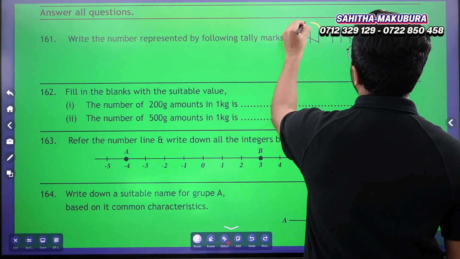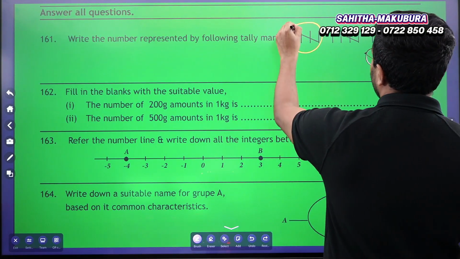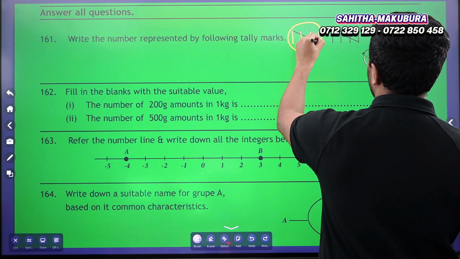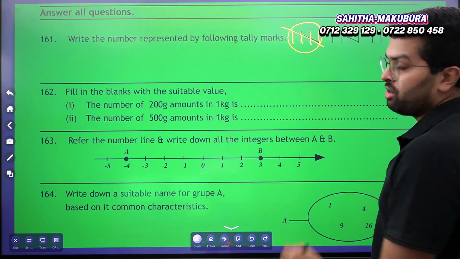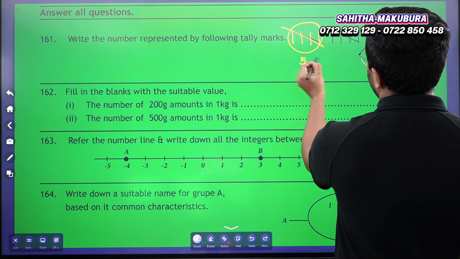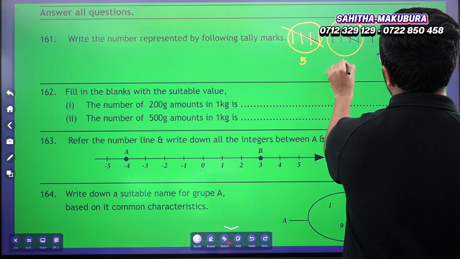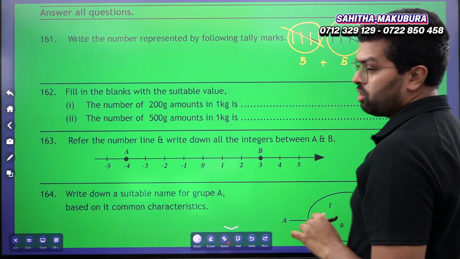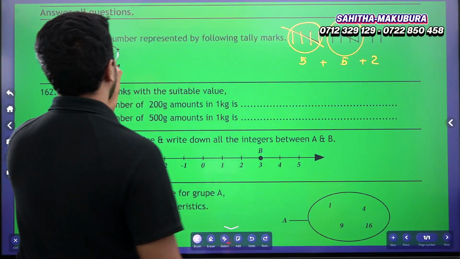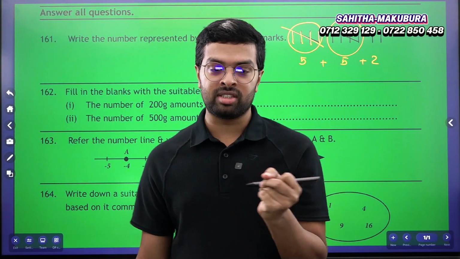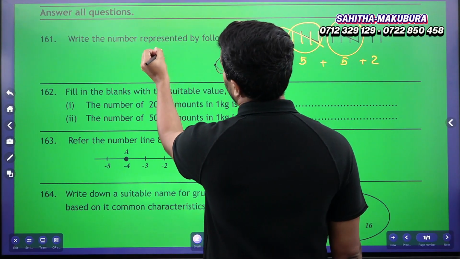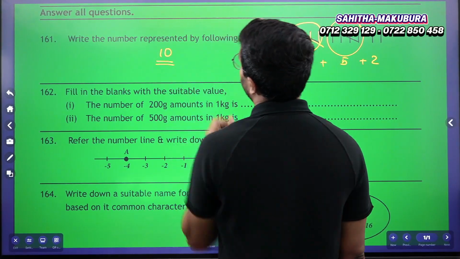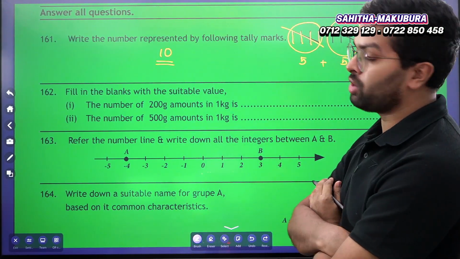When you consider a bundle like this, we have 1, 2, 3, 4, 5 line segments. So this represents 5. Again, this bundle represents 5. So 5 plus 5 plus, the remaining amount is 2. So 5 plus 5 plus 2, the number represented by these tally marks is equal to 12.